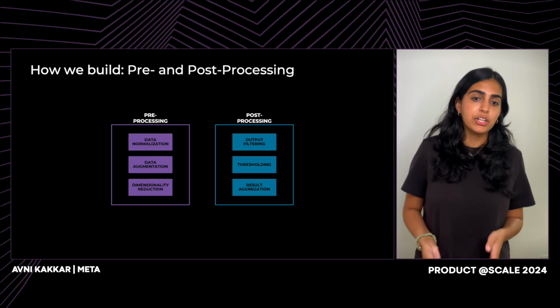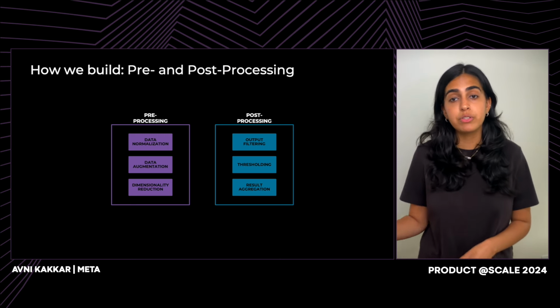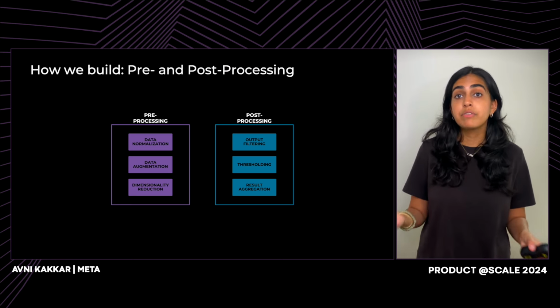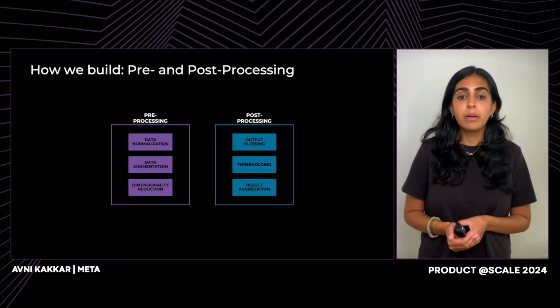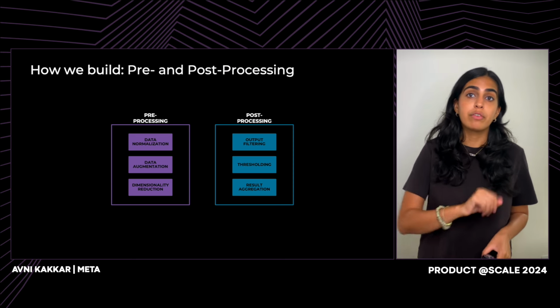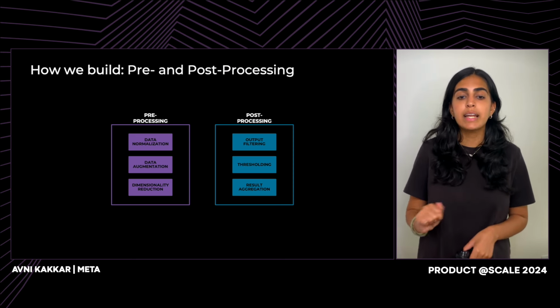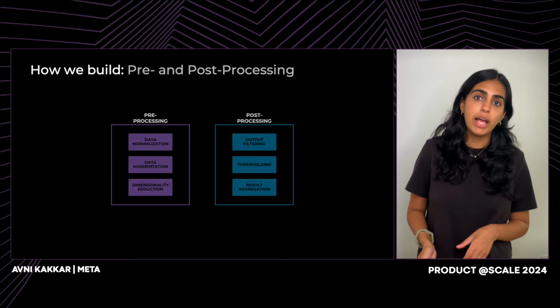Finally, we have results aggregation. So this means aggregating results across a variety of inputs. When analyzing videos, for example, sometimes we average our predictions over several frames of that video to smooth out temporary inaccuracies and to provide more reliable outputs.